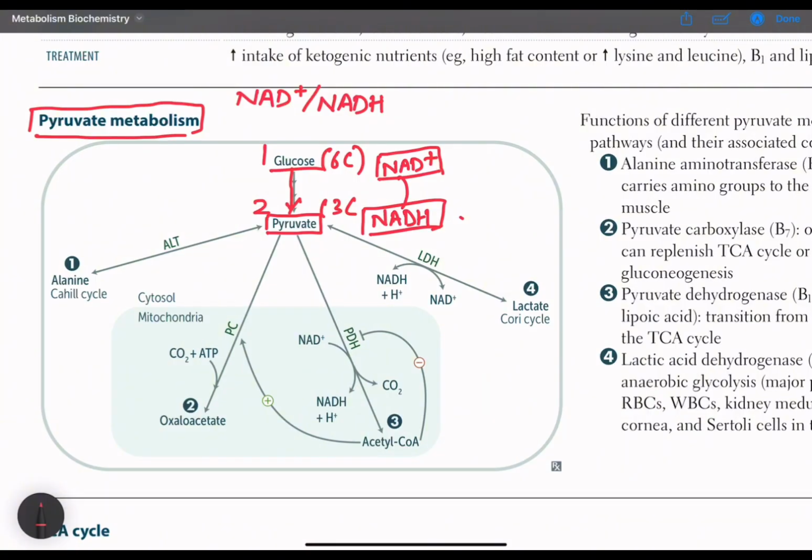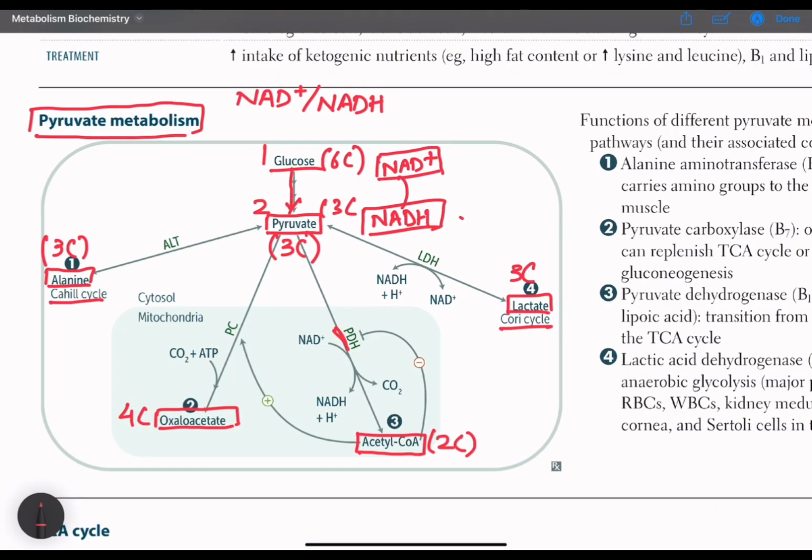Pyruvate can be converted into the following 4 structures. First of all, it can be converted into alanine through the Cahill cycle. Number 2, it can be converted into oxaloacetate. Oxaloacetate is a 4-carbon structure. Pyruvate is a 3-carbon structure. Alanine is also a 3-carbon structure. Then it can also be converted into acetyl-CoA, which is a 2-carbon structure, through pyruvate dehydrogenase. It can also be converted into lactate through the Cori cycle, which is again a 3-carbon structure.